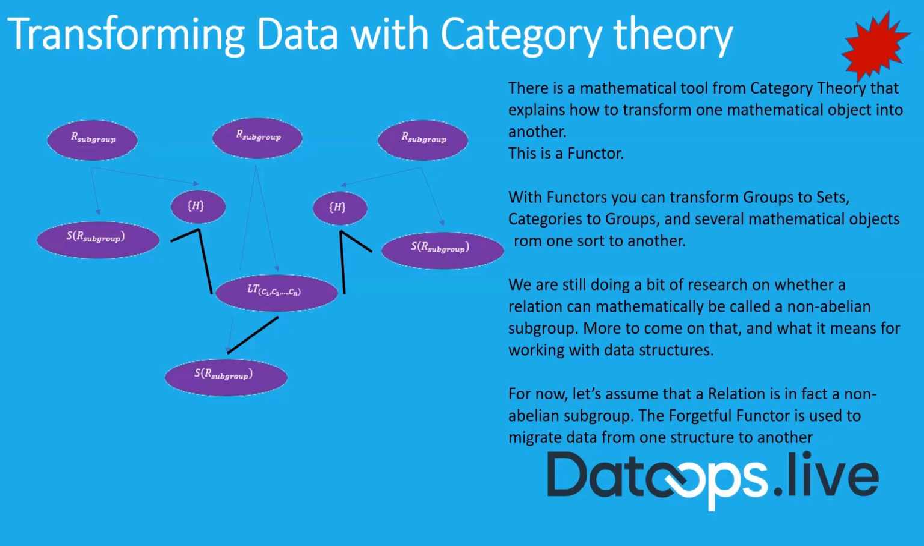And then all of the above. The forgetful part of the functor means that the structure that the source has provided is different than the target. And this is exactly what we do with source to target mappings. So in our world, this is an ELT process or an ETL process.